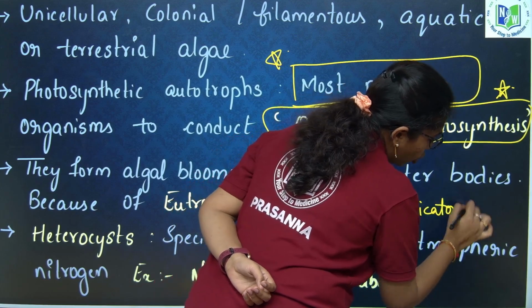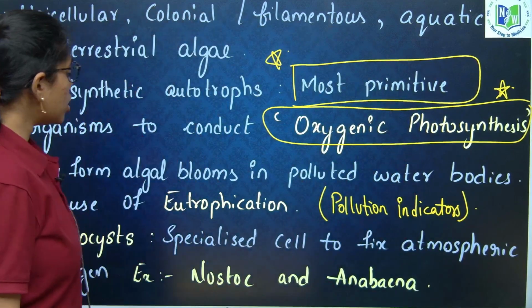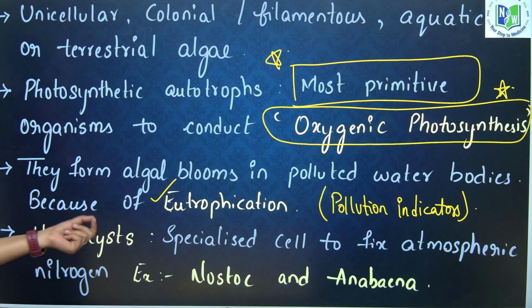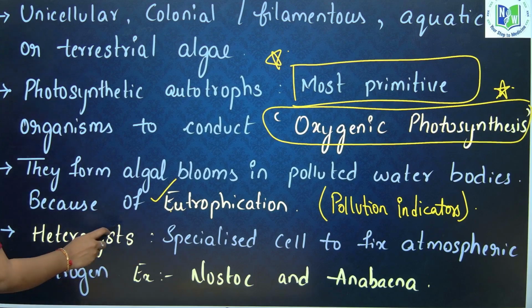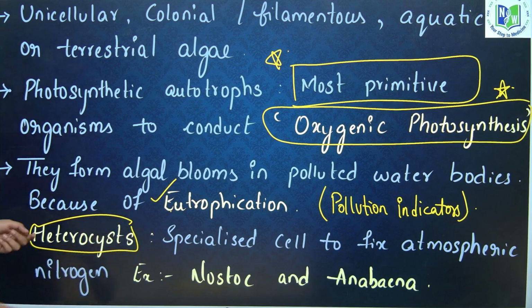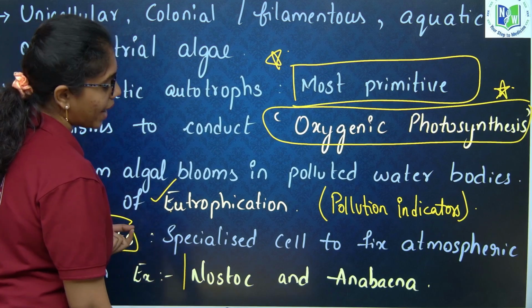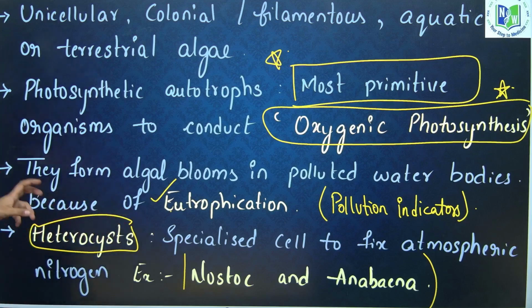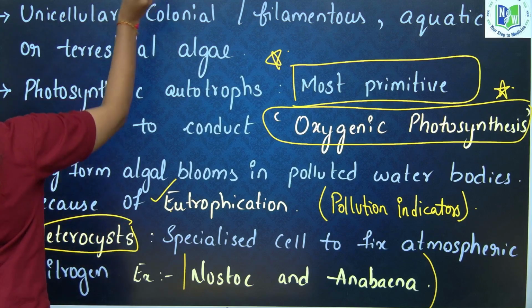Forming algal blooms in the polluted water bodies is called what? Eutrophication. Next, heterocysts, just now we have discussed. These are specialized cells to fix the atmospheric nitrogen. And the examples of cyanobacteria include Nostoc, Anabaena, Oscillatoria, Aulosira. All these are the examples of cyanobacteria.